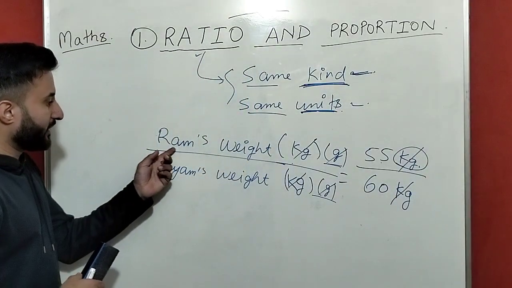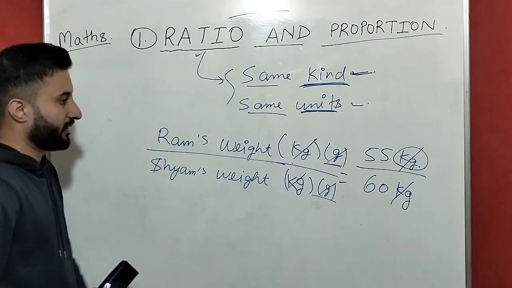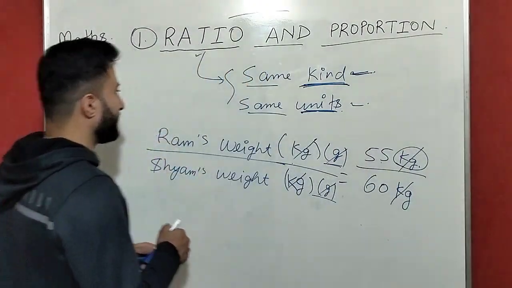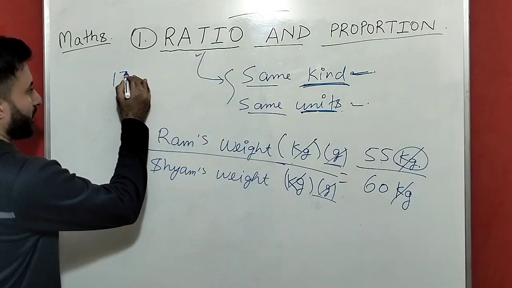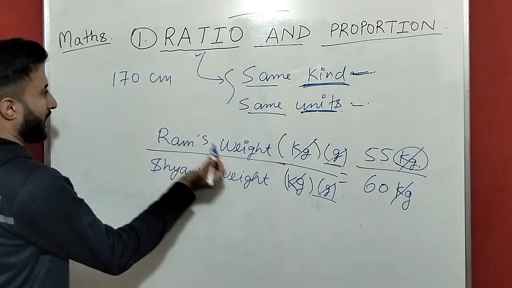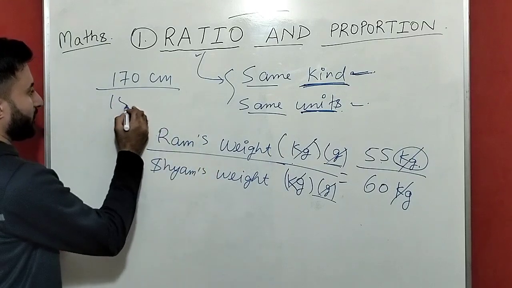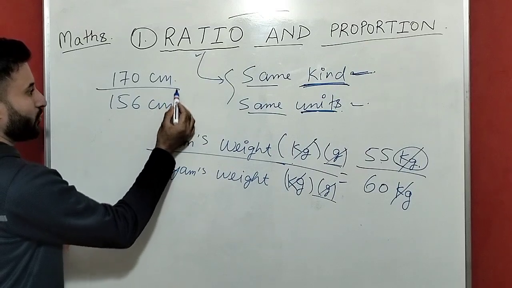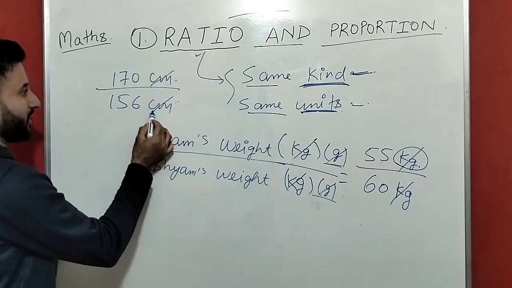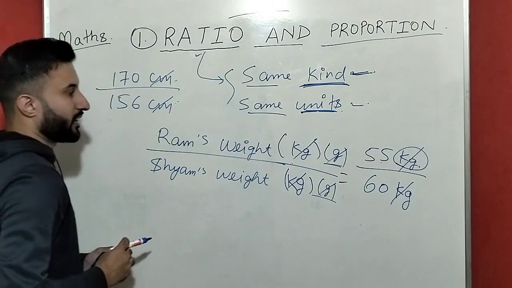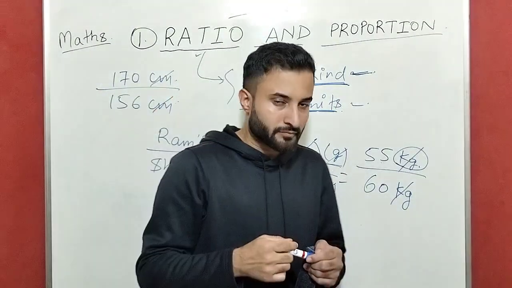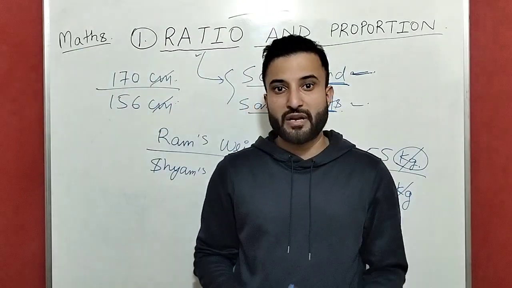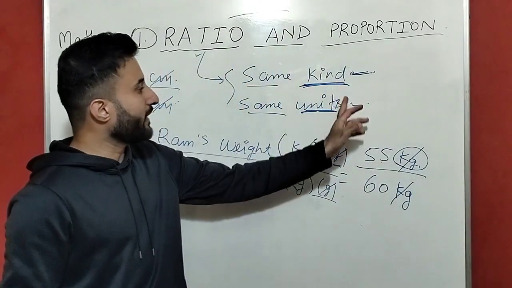Suppose I am finding the ratio of Ram's height and Shyam's height. If I take Ram's height in centimeter, suppose 170 centimeter, by Shyam's height, which is 156 centimeter, both are in the same unit. So centimeter will get cancelled, and you will get the answer here. So in a ratio, what we have to keep in mind is same kind and same unit.